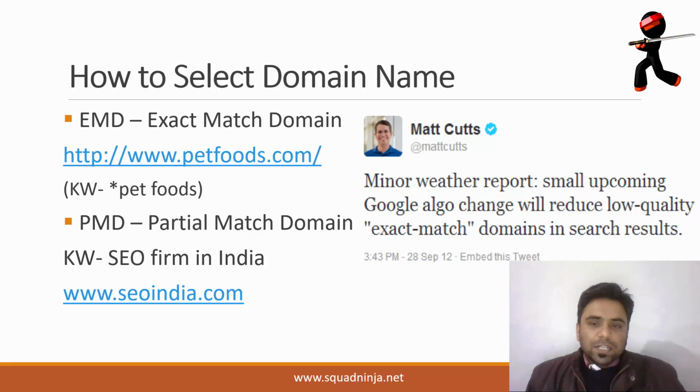And Matt Cutts from Google says that a Google algorithm change will reduce low quality exact match domains in search results. They do not say it for high quality good websites, but they say that if you have a low quality exact match domain, then your ranking will be reduced. So if you are going to use an exact match domain or partial match domain, your website should have good content.